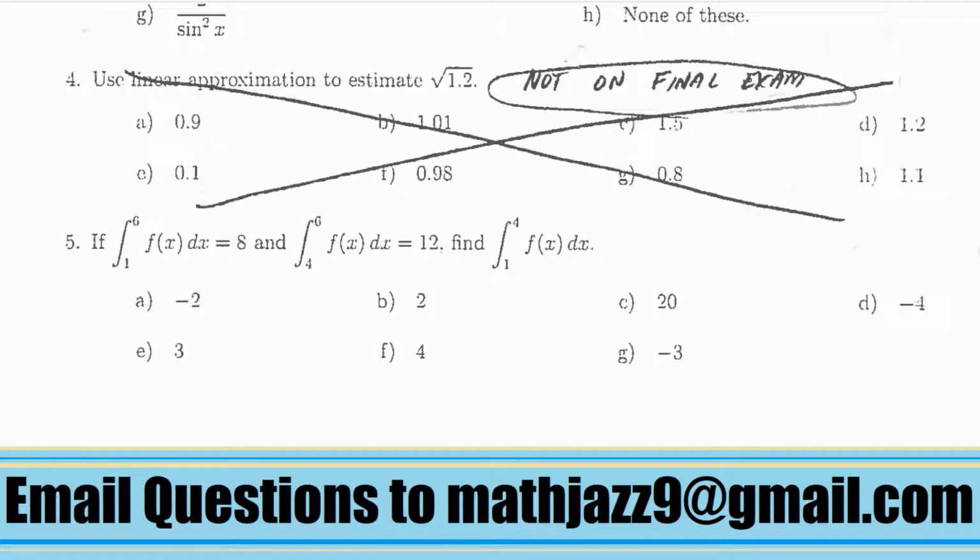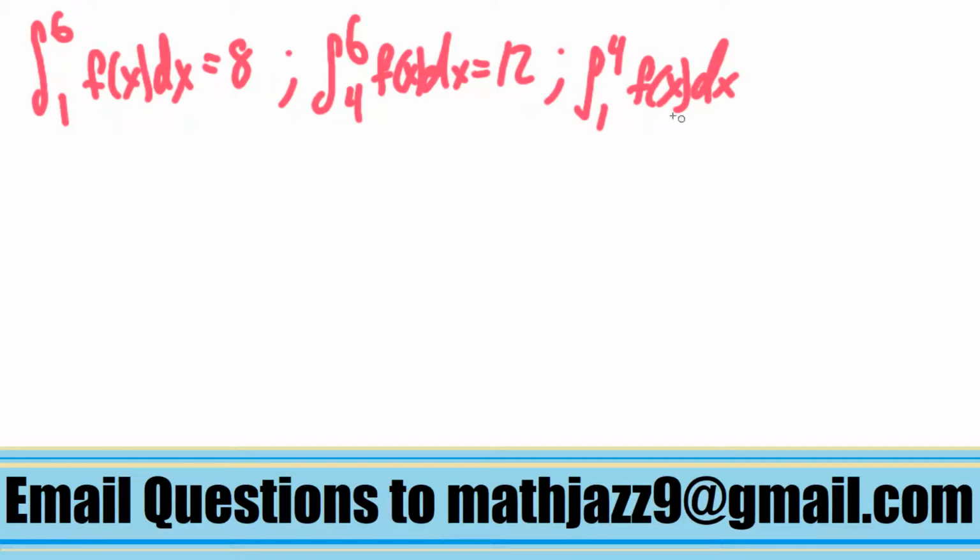Okay, so let us look at our next question. We have values for integrals, and we're going to use them to find the value of a third integral. Let's talk about this problem. We have the integral from 1 to 6 of f of x with respect to x is equal to 8. We also know that the integral from 4 to 6 of f of x is equal to 12. And the last integral, the integral from 1 to 4 of f of x, is what we're looking for. We know the other two.